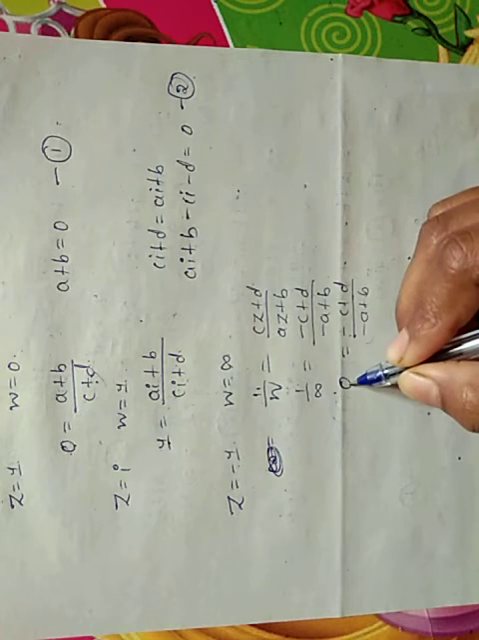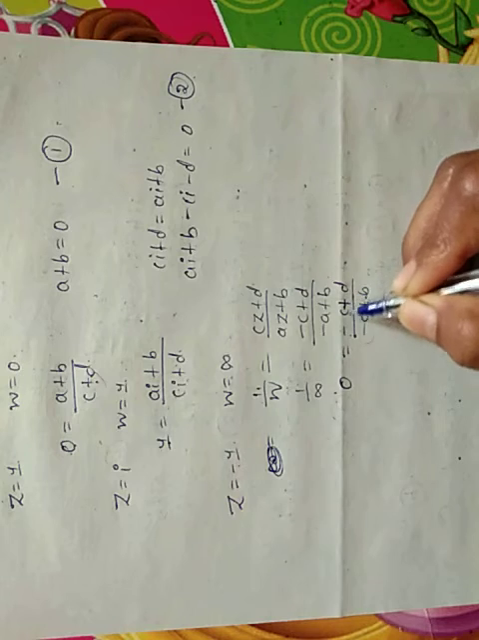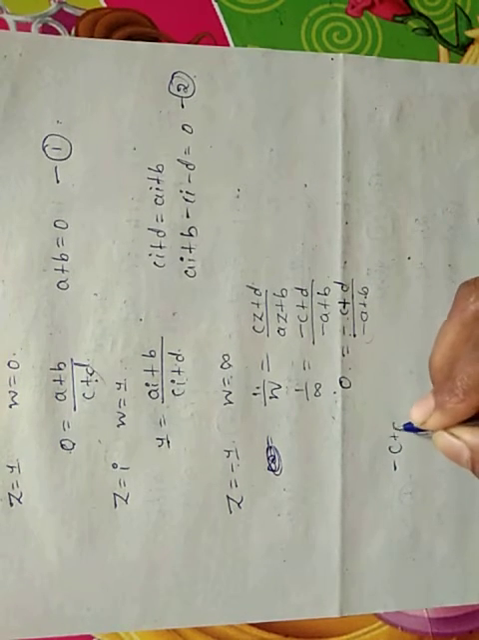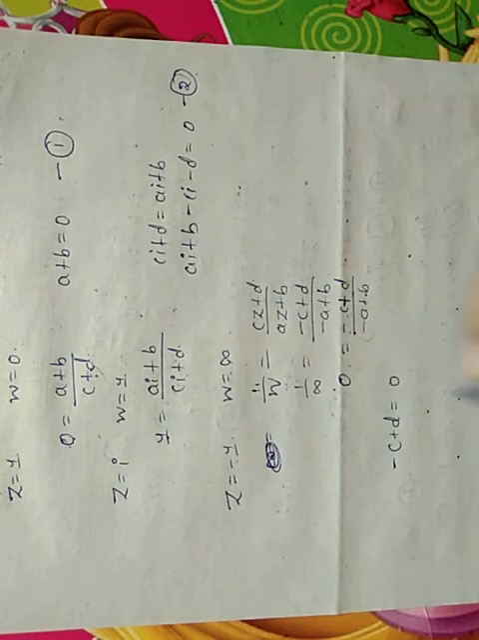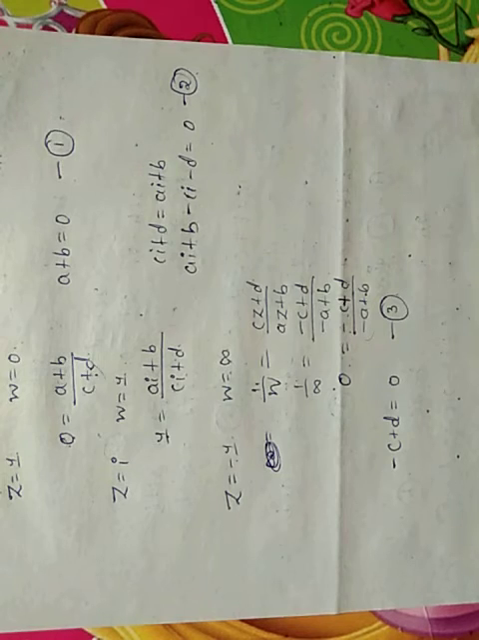When you take these terms into the LHS side, 0 into anything becomes 0. Minus c plus d equal to 0. You can also write it as c minus d equal to 0. Call this equation 3.